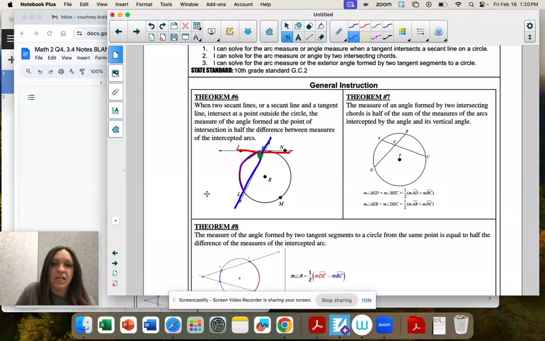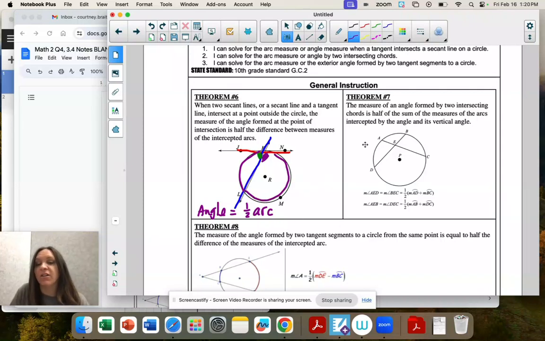And the theorem says that the angle is 1/2 of the arc, or the arc is double the angle. And that happens on both sides. That could be this angle and this arc. So that's our first theorem.